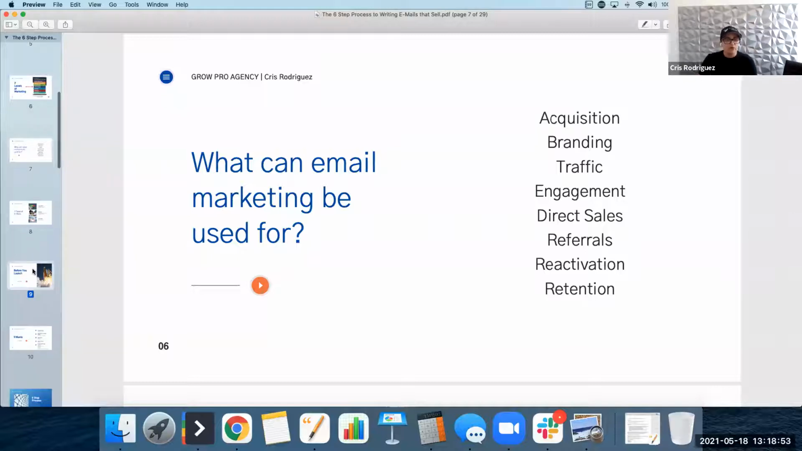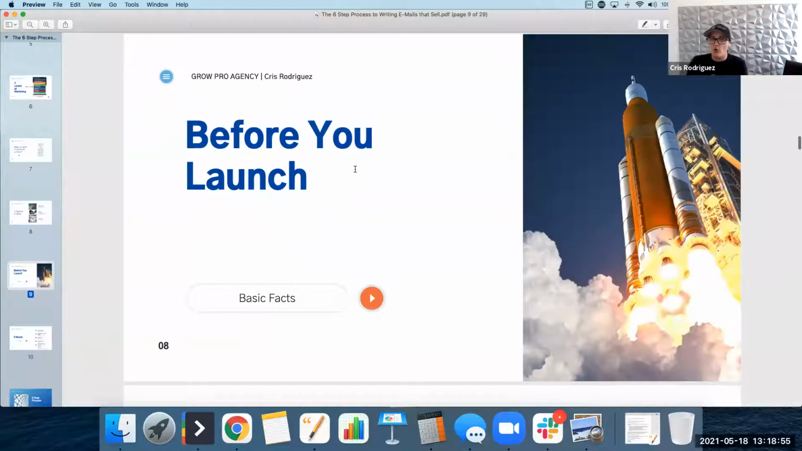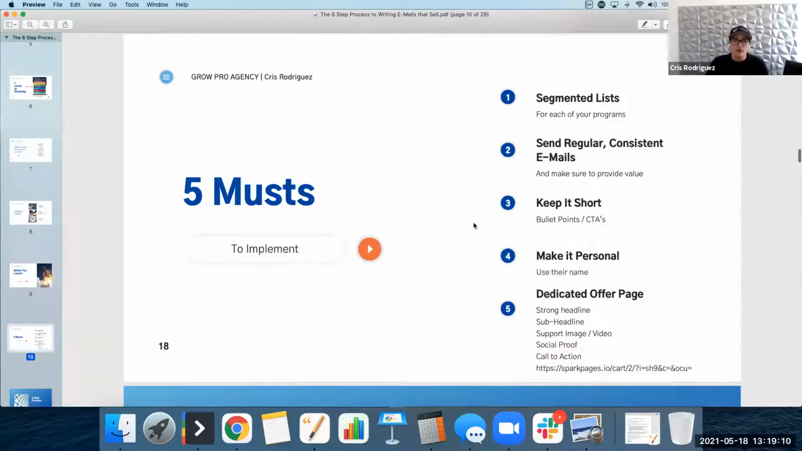So there's a couple of things you've got to do before you launch. We want to set ourselves up for success. You need to have these 5 things in motion before you're going to blast out this 6-part email series. So these are the 5 musts that you absolutely must implement.